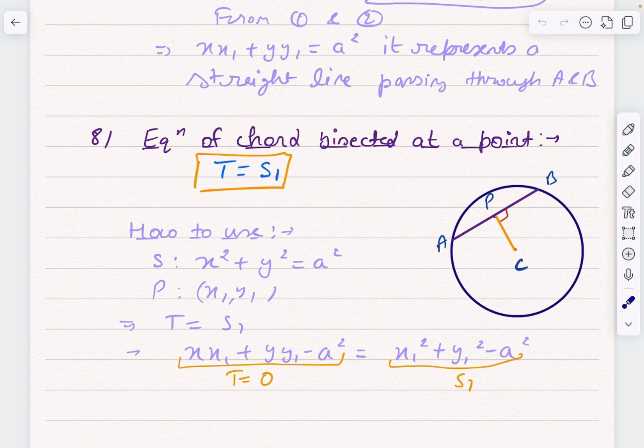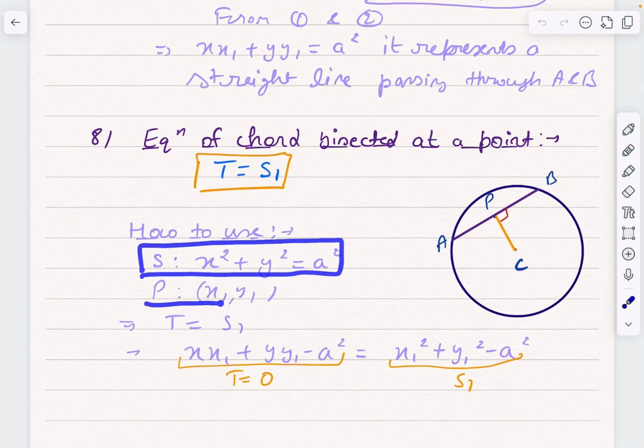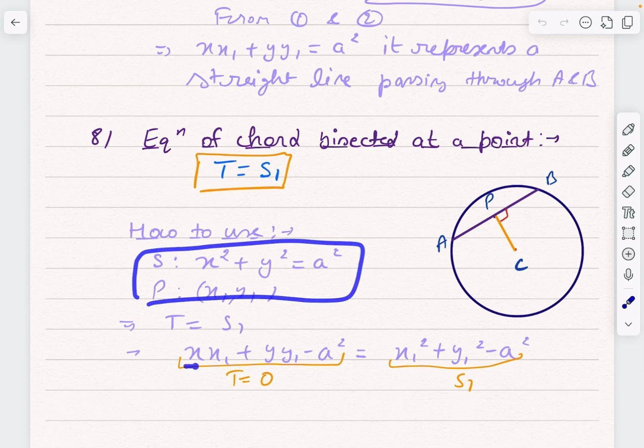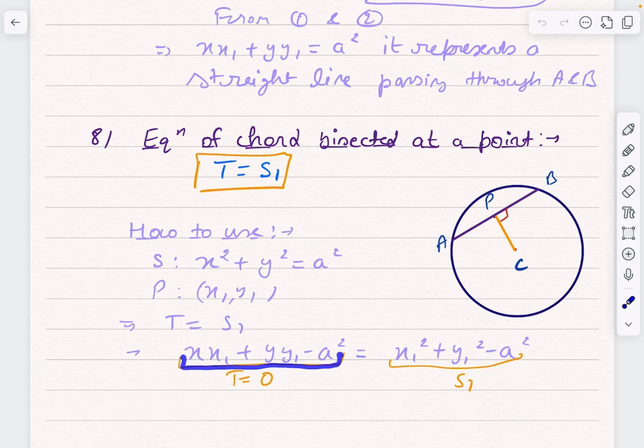So see, how do we use this thing? x square plus y square equal to a square. Let us say this is the circle, and P is the point x1 comma y1. So we use T equal to 0 on this first. When you use T equal to 0, bring everything on one side. So T equal to 0 will be x x1 plus y y1 minus a square. S1 will be the power of the point, x1 square plus y1 square minus a square. So equate these two, and we get the equation of the chord bisected at the point x1 comma y1.